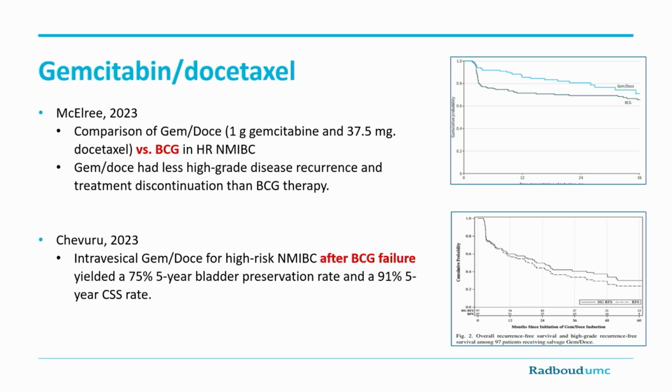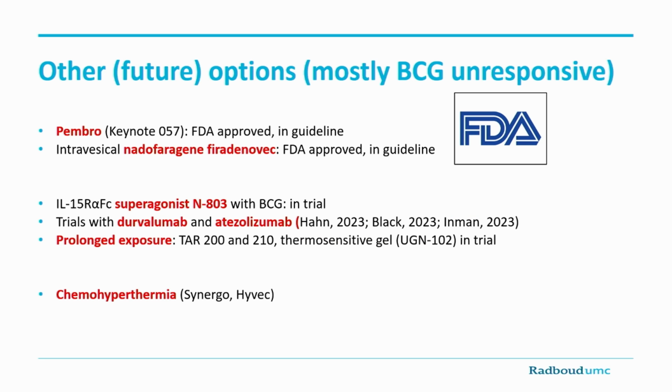It's very well to do for a patient. Other options, and you know those, it's also again discussed, FDA approved is pembro and nadofaragene, and there is a super agonist N803, durvalumab, atezolizumab, prolonged exposure. So there are a lot of new stuffs around, and please keep track of that, because I'm sure that we will treat those patients, the higher risk patients, differently within a few years than we do currently.